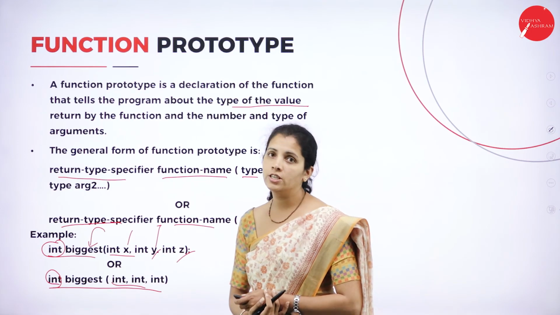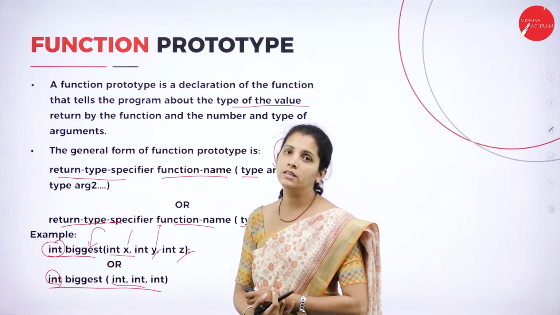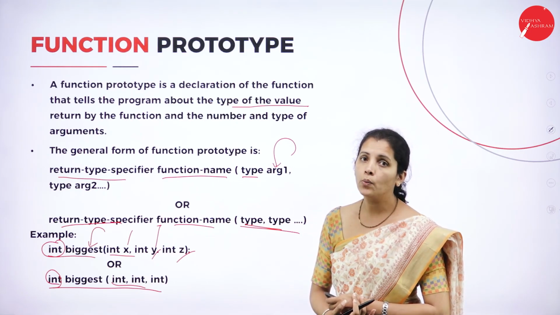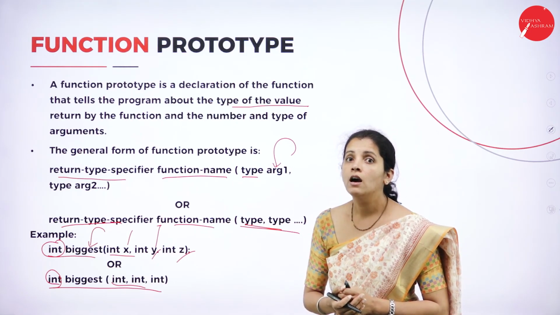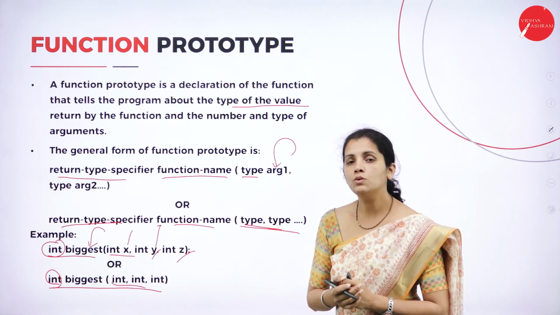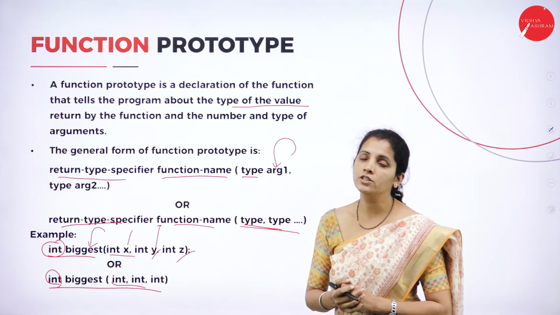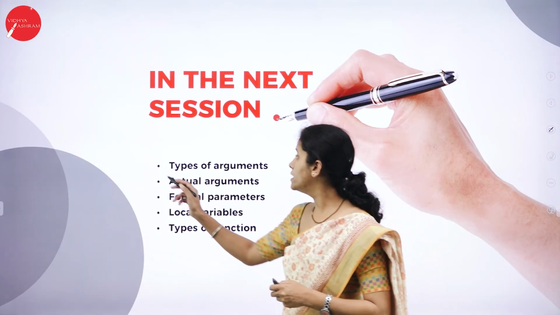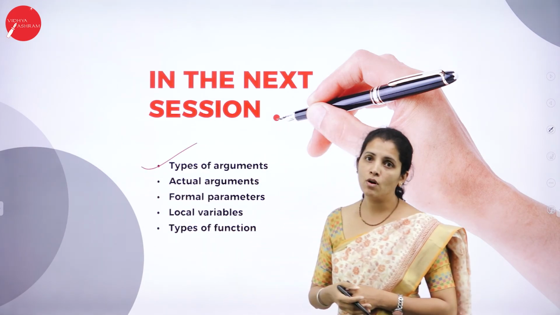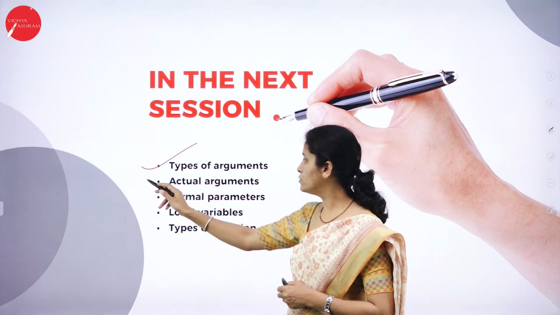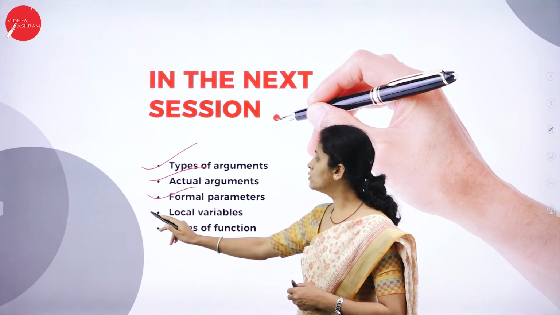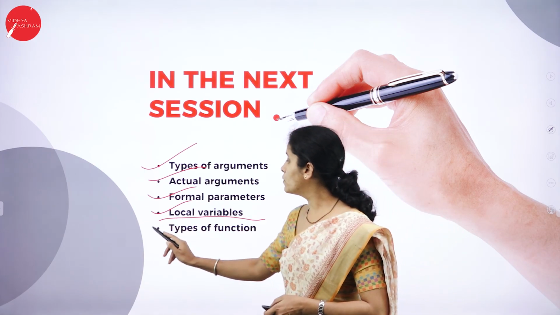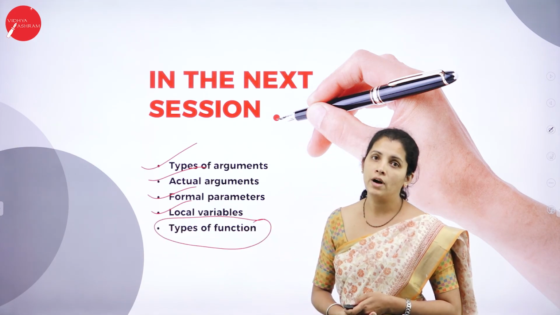In today's session, I started with what a user-defined function is and how to create a user-defined function. Along with that, I have discussed how to call a function, what a function header is, what a function prototype is, etc. But in my next session, I'm going to deal with the different types of arguments, that is actual argument, formal argument, local argument, as well as global argument. Along with that, I'm going to deal with the types of function.